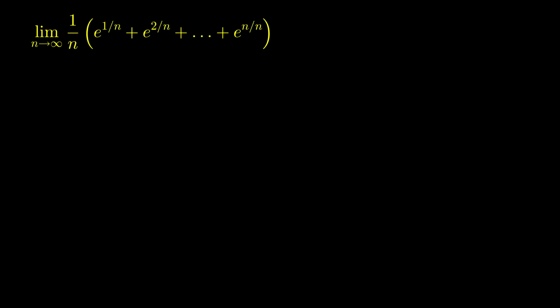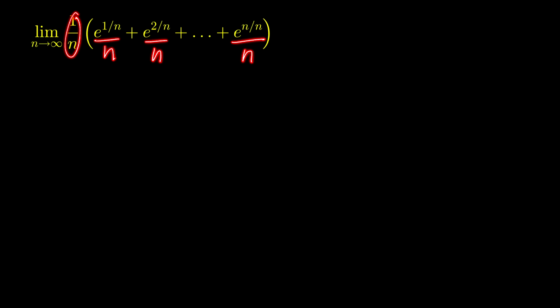Hello everyone. In this video, we're going to compute the limit of this product as n approaches infinity. What is a common mistake of evaluating this limit? A common mistake here is to distribute the 1 over n to each of these terms. So when we distribute this 1, we'll get e over n, and so on, and then e to the n over n.